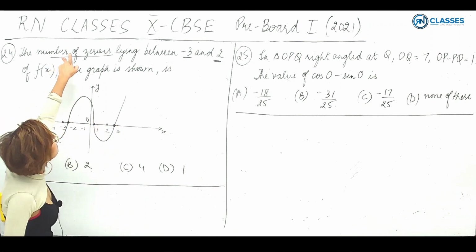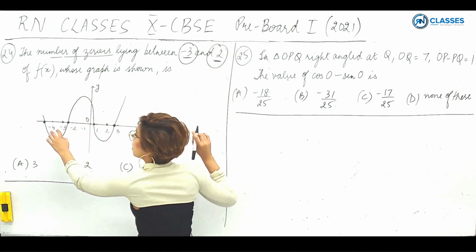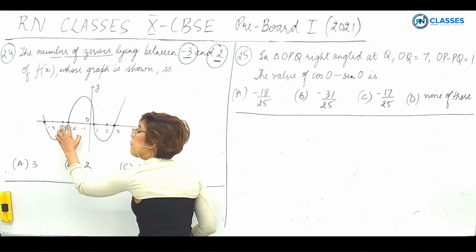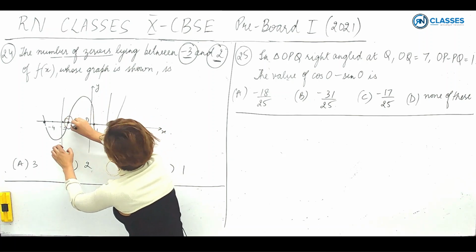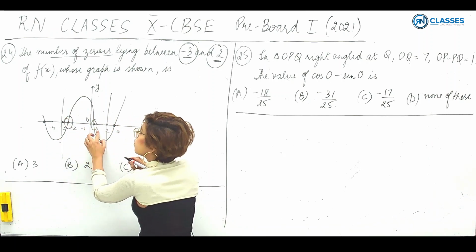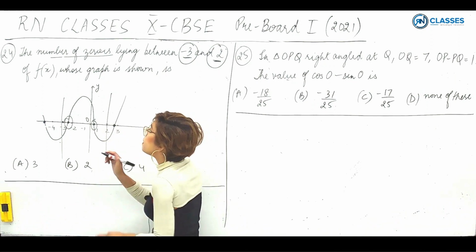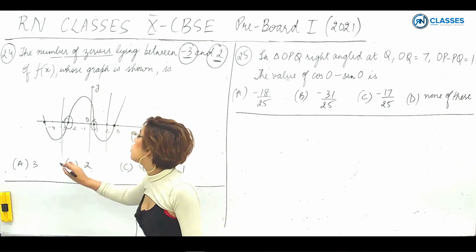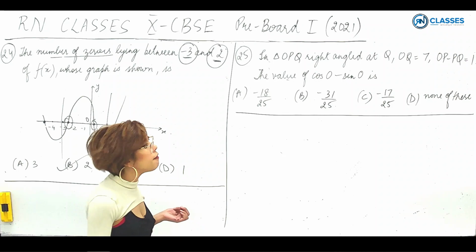But here we need the number of zeros which specifically lie between minus 3 and 2. Minus 3. Now this one is beyond minus 3, so definitely not. This one definitely lies between minus 3 and 2. So 1. Now this one lies between minus 3 and 2. This one does not lie between minus 3 and 2. That means just 2 zeros are there which lie between minus 3 and 2. Option is B. Now question number 25.